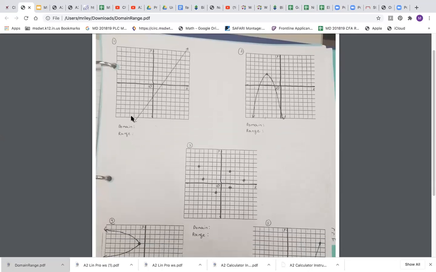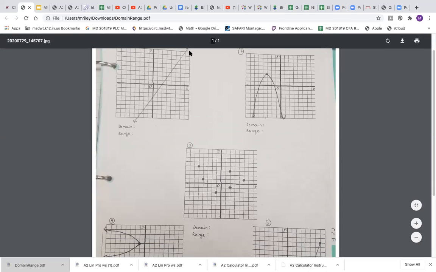So on number 1, the first thing you see from left to right, your domain, arrow, arrow, your domain is all real numbers. Your range from bottom to top is all real numbers. So on both of those, anytime you see a straight line and it's continuous, all real numbers, just like that. Number 2 is a little bit different.